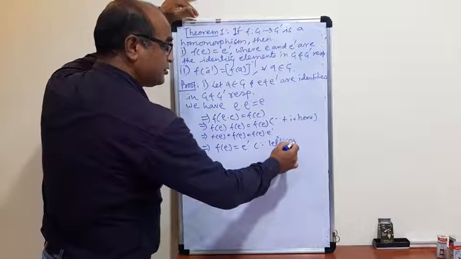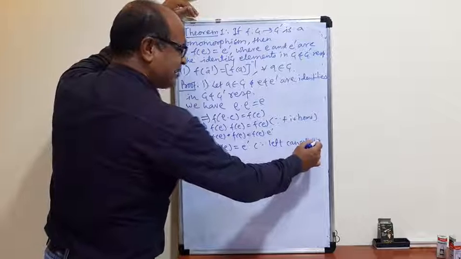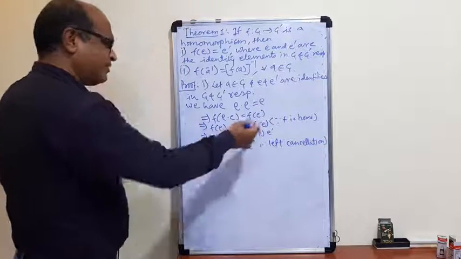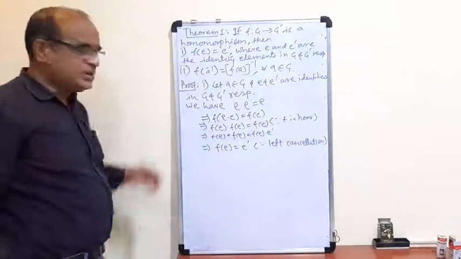Left cancellation in group theory. We already learned what left cancellation and right cancellation are. By left cancellation, we get f of e is equal to e dash. Hence the result one: f of e is equal to e dash.